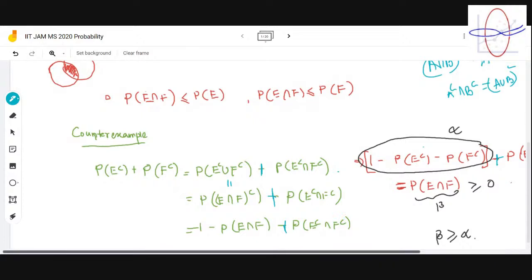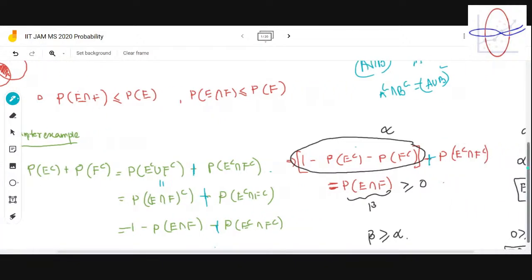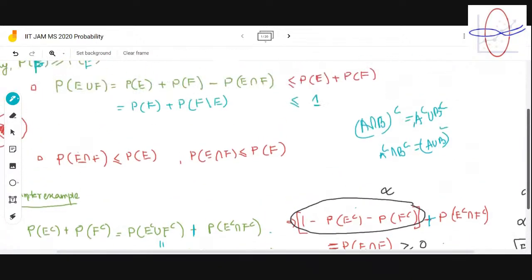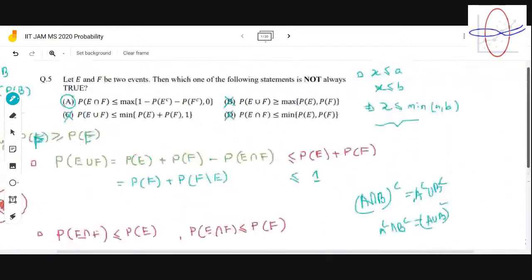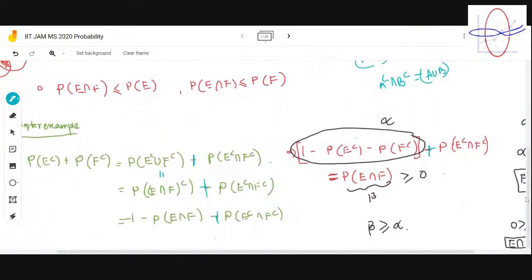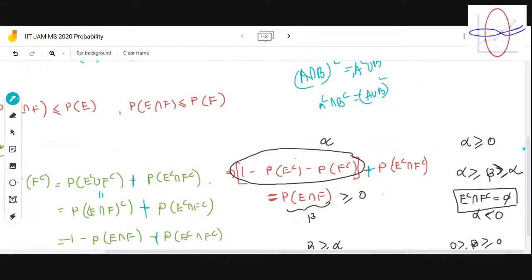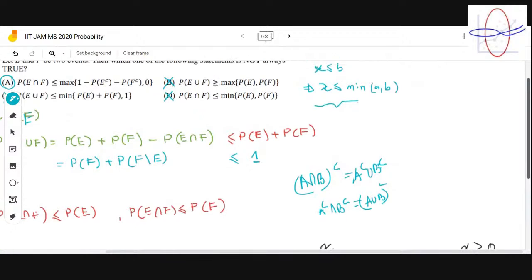And you see that this comes naturally, that 1 minus probability of E complement minus F complement is equal to plus something, which is actually the probability of E intersection F. So we get this result, okay? And what we get over here is that this probability is greater than 0. So let's call this alpha and let's call this beta. So we need to show, here the condition is given that beta is less than or equal to maximum of alpha comma 0.